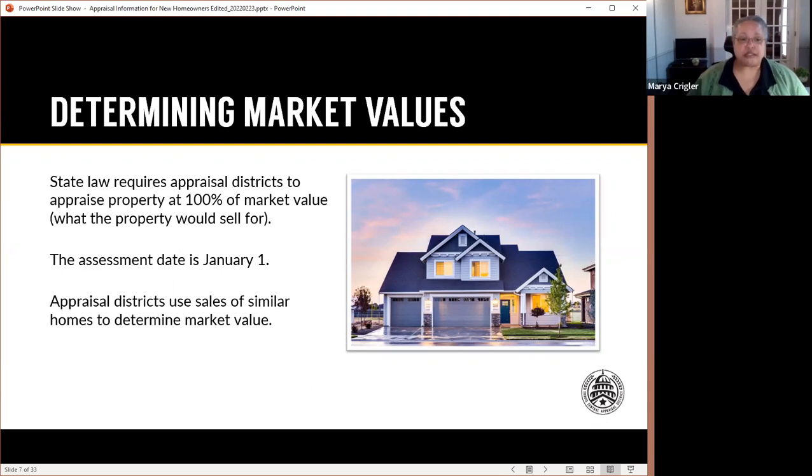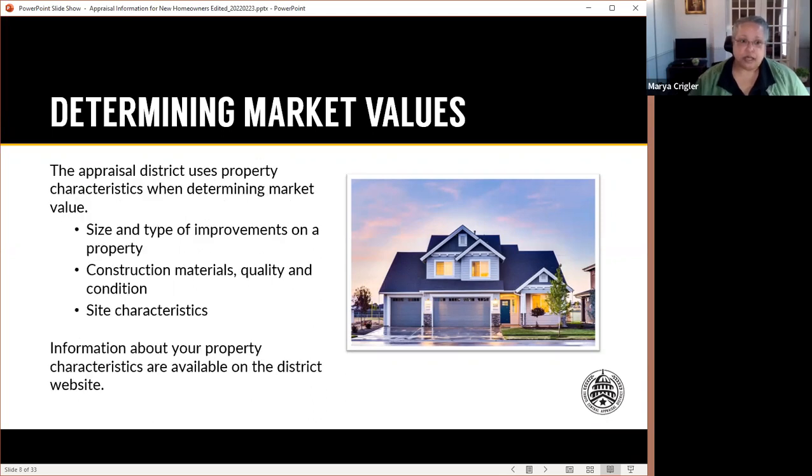Appraisal districts are going to use the sales of similar properties in your neighborhood to determine the market value of your property. When we look at market value and determine those sales and those characteristics that add value, some of the key components that we use are the size and the type of improvements on a property. Is it a single family residential? Is it a duplex? Is it a condo? Is it a townhouse? And how large is it?